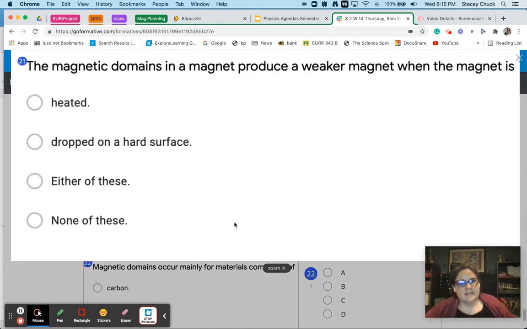The magnetic domains in a magnet produce a weaker magnet when the magnet is what? We talked about this one. I told you the story of my daughter dropping the container of cupcakes and how they went from all organized to all cattywampus. The same thing happens when you heat a magnet. Heating a magnet causes molecular motion. The faster the atoms move, the more erratic they become. So if you heat a magnet, you will also demagnetize it. So there are two ways you could ruin a magnet. It's both of these right here.